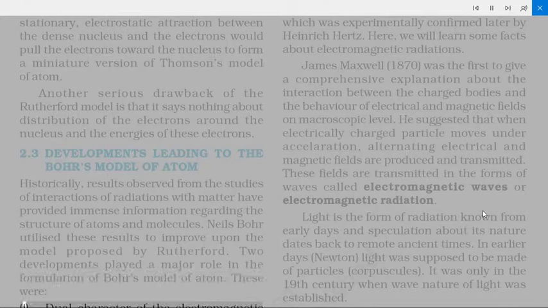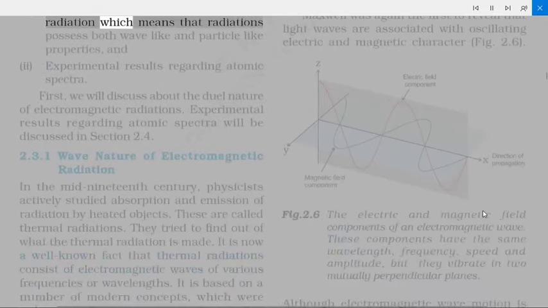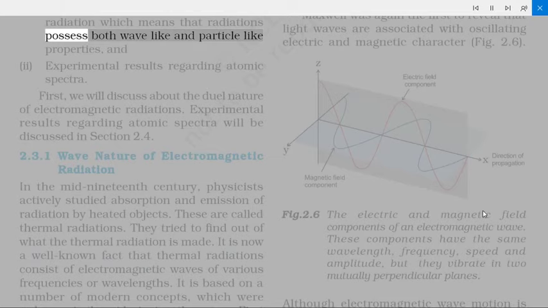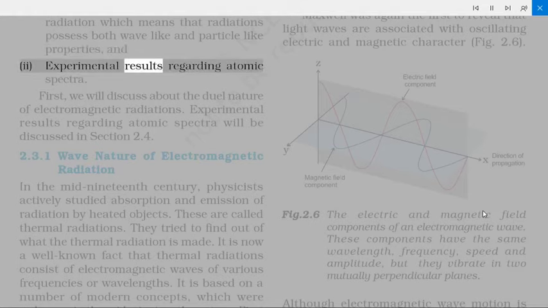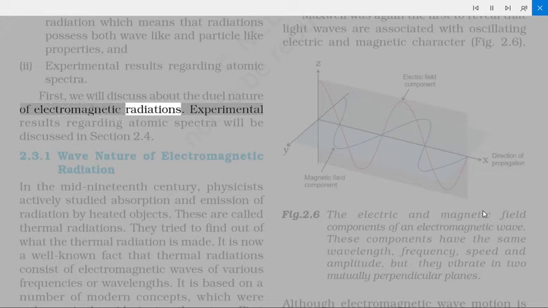These were: one, dual character of the electromagnetic radiation, which means that radiations possess both wave-like and particle-like properties, and two, experimental results regarding atomic spectra. First, we will discuss the dual nature of electromagnetic radiations. Experimental results regarding atomic spectra will be discussed in section 2.4.